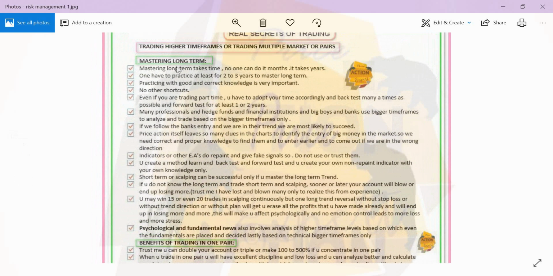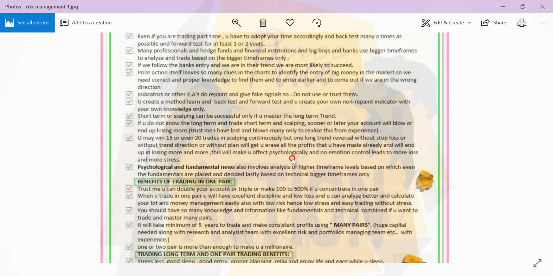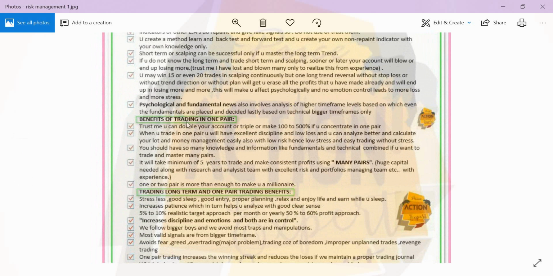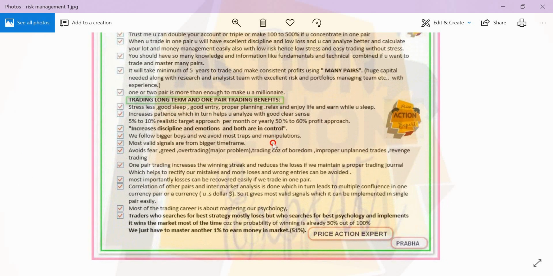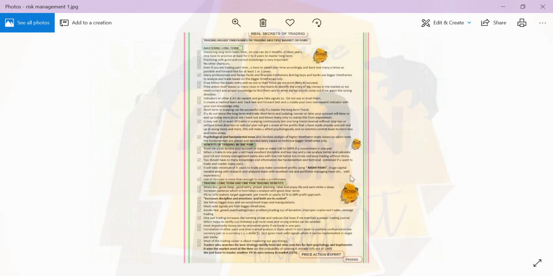Here I have mentioned mastering long term, trading higher time frame, or trading multiple markets or pairs, which is the better one. I have explained this in detail. Benefits of trading in one pair, trading long term, and one-pair trading benefits. Okay.